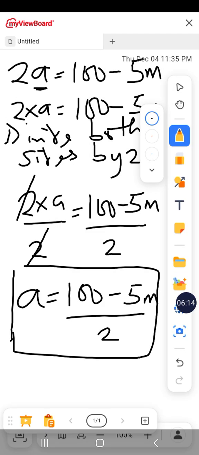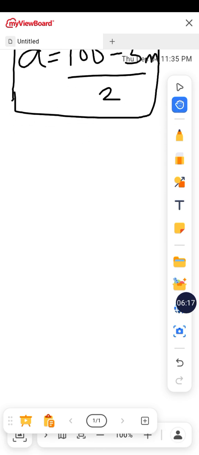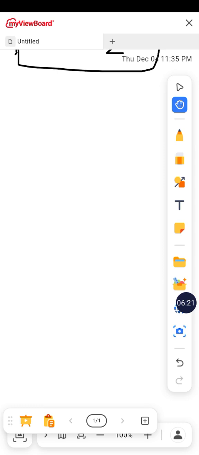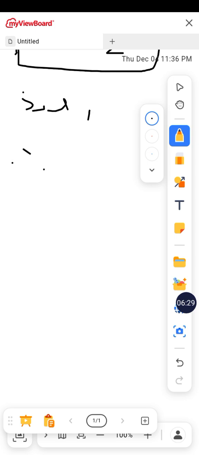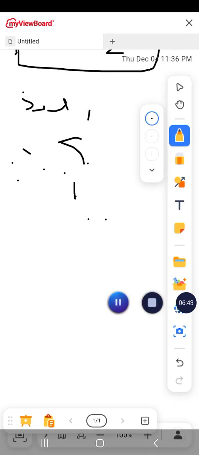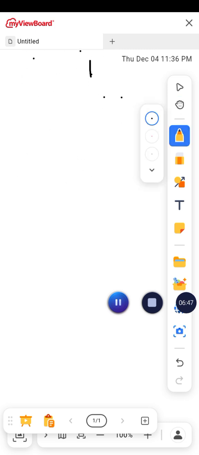So another heading I would like us to investigate this evening is when we have a square. When we have squares.